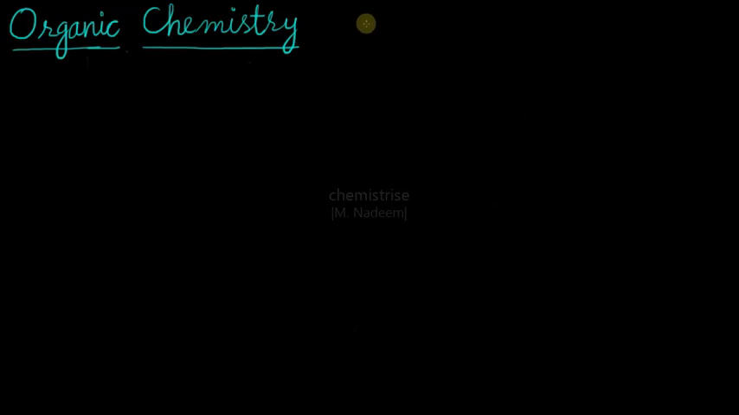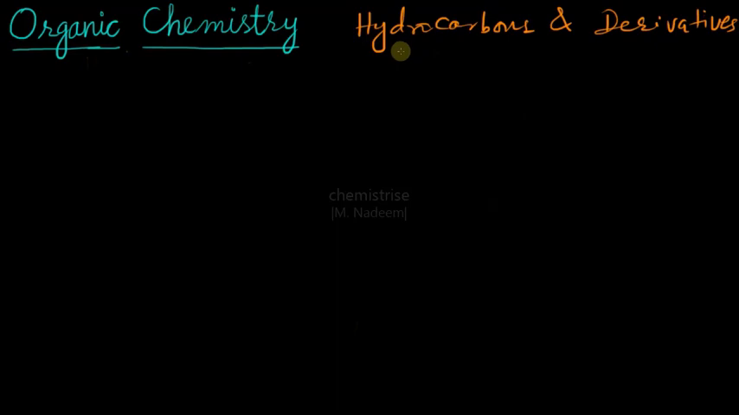Hello everyone. In this video, we will see the basics of organic chemistry. So let's first of all see what is organic chemistry. Actually, organic chemistry is a study of hydrocarbons and their derivatives. So what are hydrocarbons? Actually, hydrocarbons are those compounds which contain only hydrogen and carbon and no other element is present in them. While the derivatives, they can contain other elements as well.